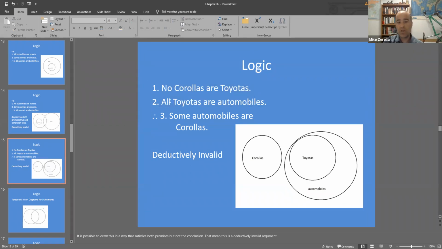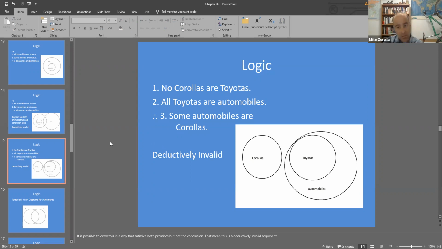Then all Toyotas are automobiles. Okay, well then the Toyota circle has to be completely contained within the automobile circle in order to satisfy the second premise. Now then we take this diagram and see how it matches our conclusion. Some automobiles are Corollas. Is there overlap there? No. So we were able to successfully draw a Venn diagram that satisfies the two premises, but not the conclusion. So this indicates to us that this is a deductively invalid categorical syllogism.